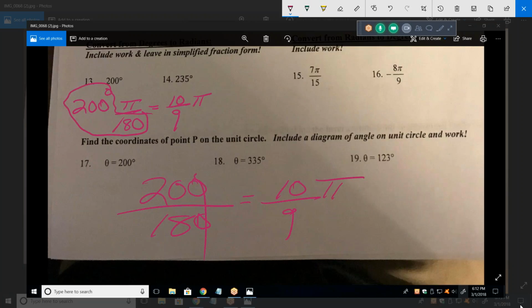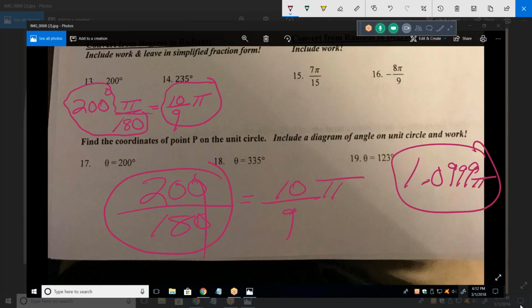And I don't want a decimal answer. I do not want 1.0999 pi, which would be our decimal answer. You would lose points for that. This is the answer he wants. But the only way to get that answer is to reduce that fraction manually. Can't really do it with a calculator.